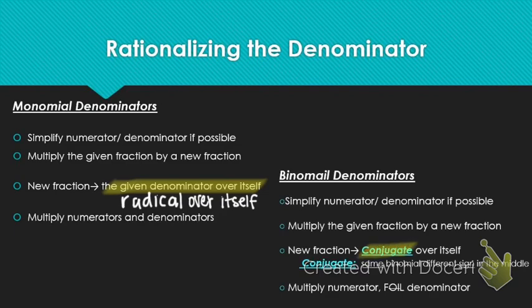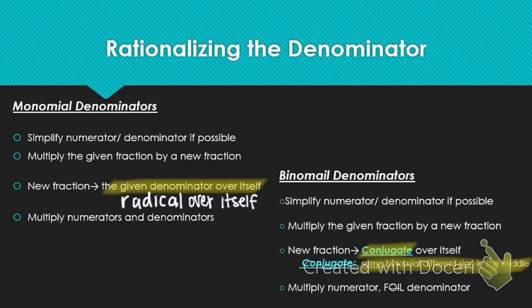So I want you to fill in the blanks, highlight. Now that's great. It's the conjugate over itself. But you've got to know what a conjugate is. A conjugate is the same binomial that you see in the denominator, but a different sign in the middle. So the same binomial with a different sign in the middle. That is the conjugate. So highlight, fill in any blanks that I left. And then the last thing that you're going to do is multiply the numerator and FOIL the denominator.